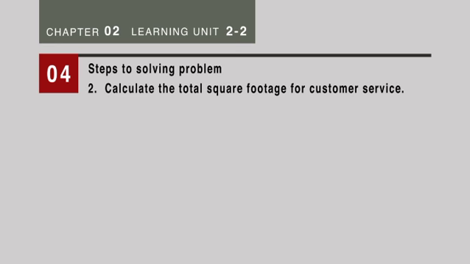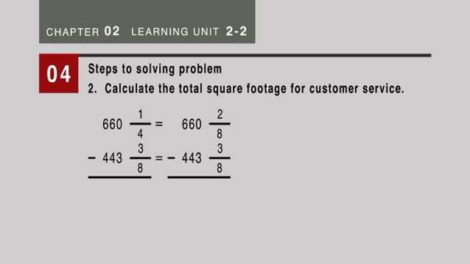That's how much square footage is already being used. So we have to figure out how much customer service has. We take 660 1/4, which is our total, and subtract out what we already know, which is 443 3/8. We have to use a common denominator, so we have to change the 660 1/4 into eighths. We figure out how many times 4 goes into 8, which is 2 times. We multiply 2 times the numerator, and that gives us 660 2/8. We subtract 443 3/8. Well, because we've got a 2 minus a 3, we need to borrow from the whole numbers. So we take 660 and reduce that to 659.